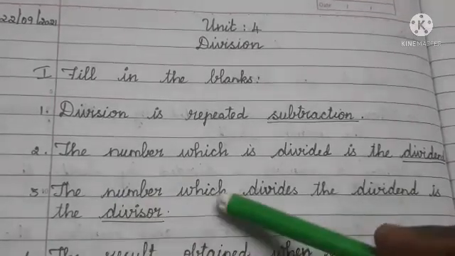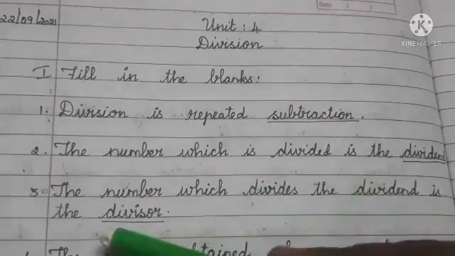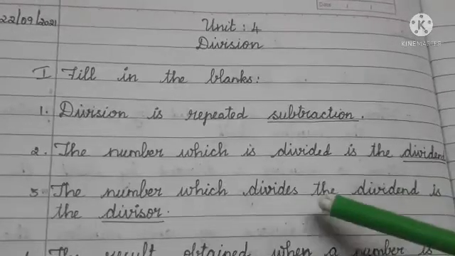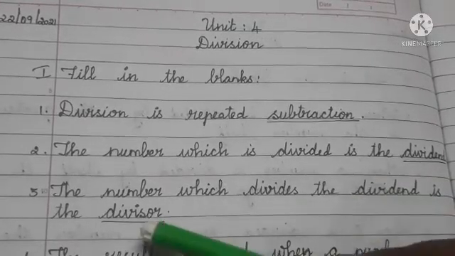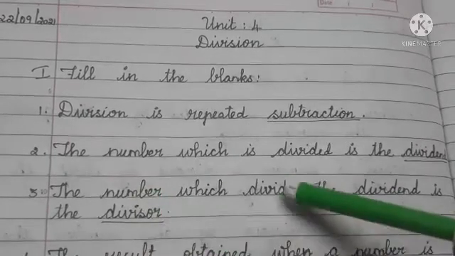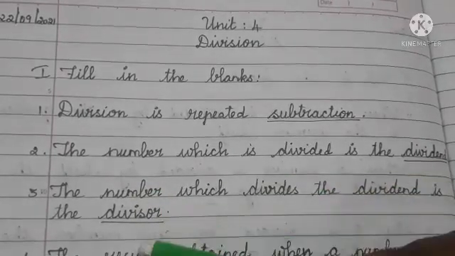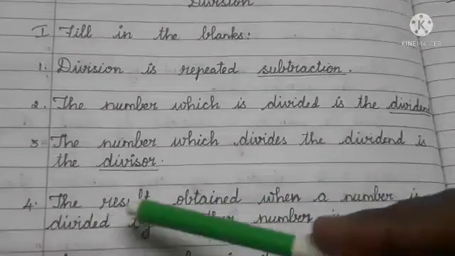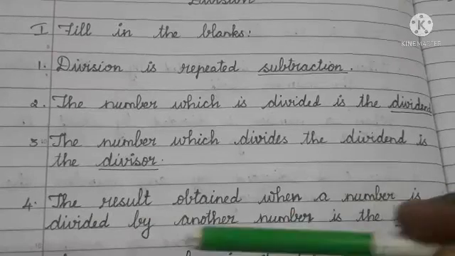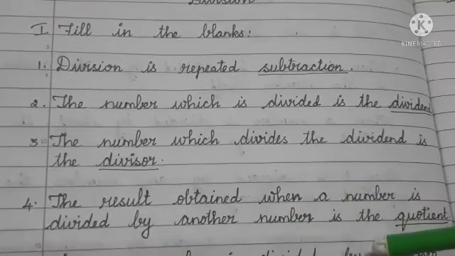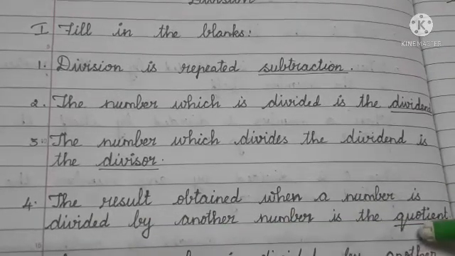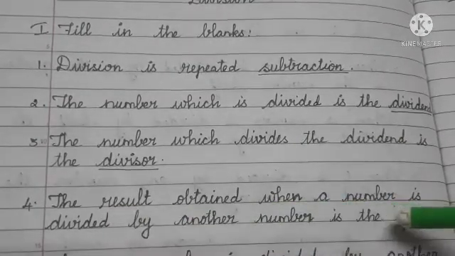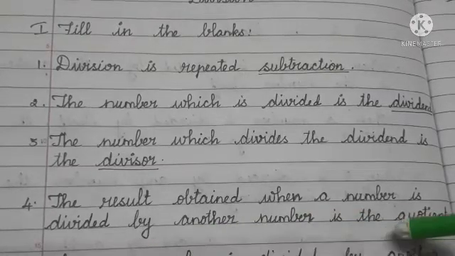Third one: the number which divides the dividend is the divisor. The number which is going to divide the dividend is called what? Divisor, D-I-V-I-S-O-R. Then fourth one: the result obtained when a number is divided by another number is the quotient. See once again, the result obtained when a number is divided by another number is the quotient.